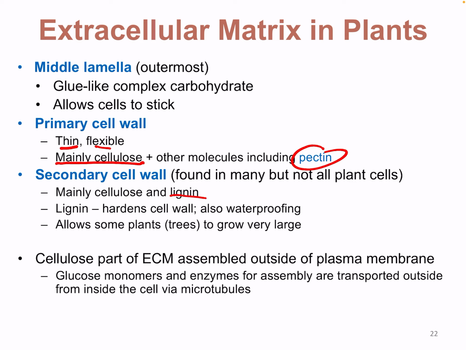cellulose and lignin. Lignin hardens the cell wall and allows waterproofing, and this allows some plants like trees to grow very large. Cellulose is part of the ECM assembled outside of the plasma membrane. Glucose monomers and enzymes required for assembly are transported outside from inside the cell via microtubules.